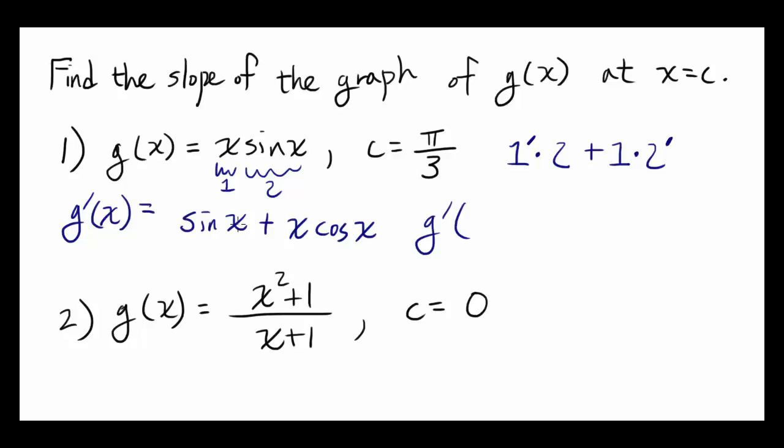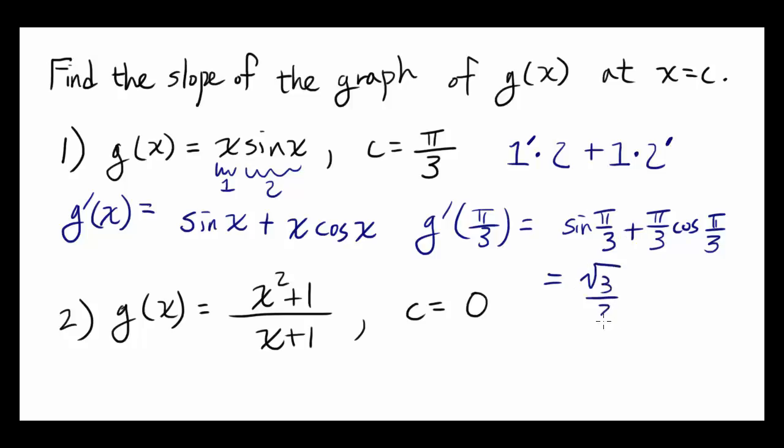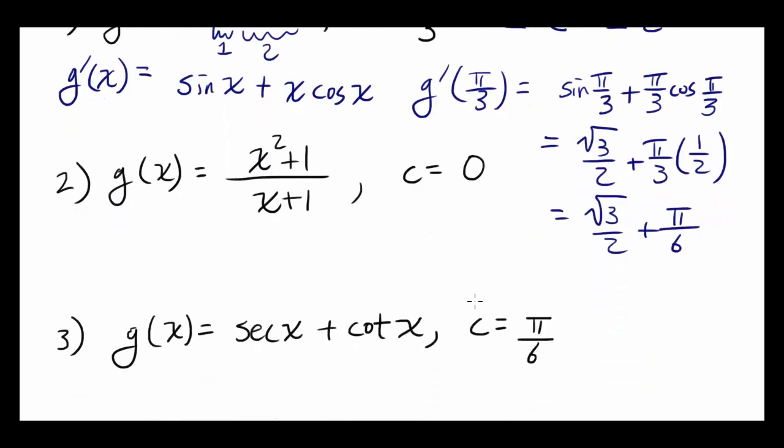So let's evaluate this at x equals pi over 3. So you have sine of pi over 3 plus pi over 3 times cosine of pi over 3. Well, sine of pi over 3 is square root of 3 over 2, plus pi over 3 times cosine of pi over 3, which is 1/2. So you get square root of 3 over 2 plus pi over 6 for the slope.